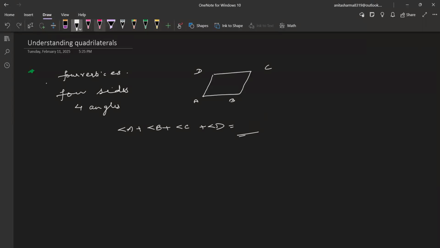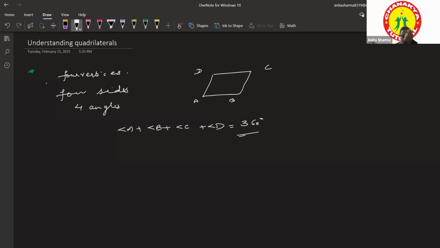Good evening, ma'am. Good evening. Just I have started with understanding quadrilateral. So in quadrilateral the sum of all angles of quadrilateral is 360 degree and angle A and angle C are opposite angles. Okay, beta? These are opposite angles. And angle B and angle D, they are also opposite angles.